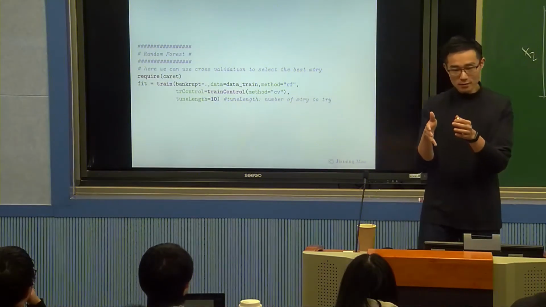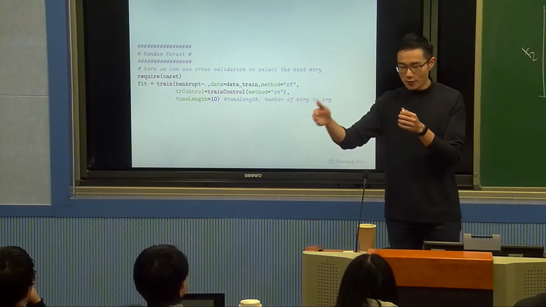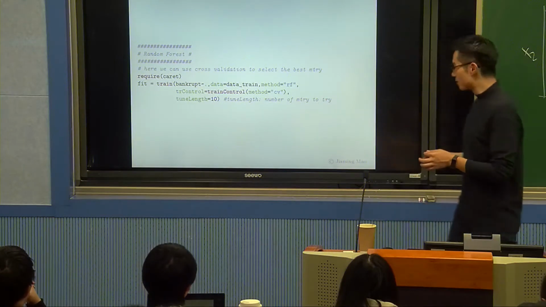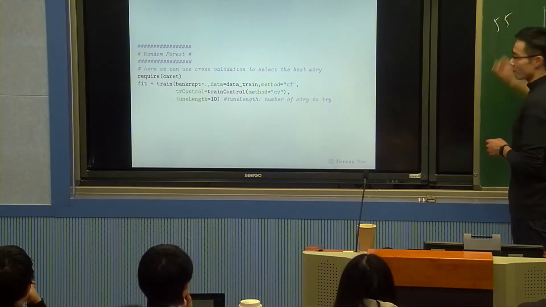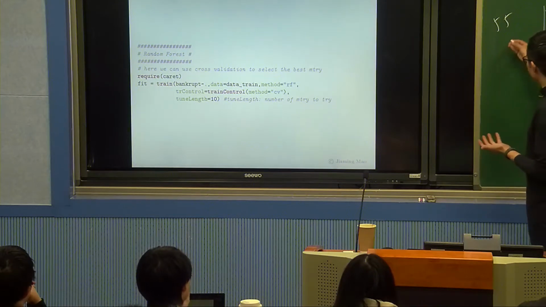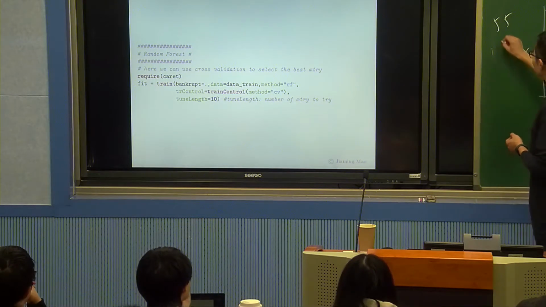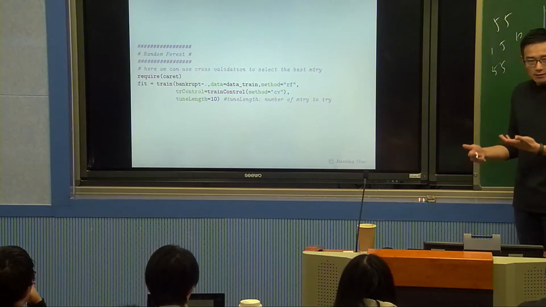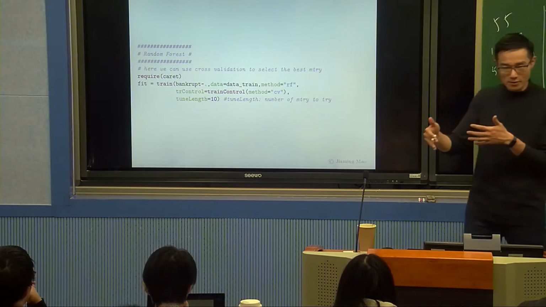But how many? How many do you consider every time? There are 55 different variables. Every time you split, right? There are 55. So every time we split, you can consider maybe one variable, maybe 5, maybe 10, maybe 55. We don't know how many every time. What is the optimal number to consider every time?